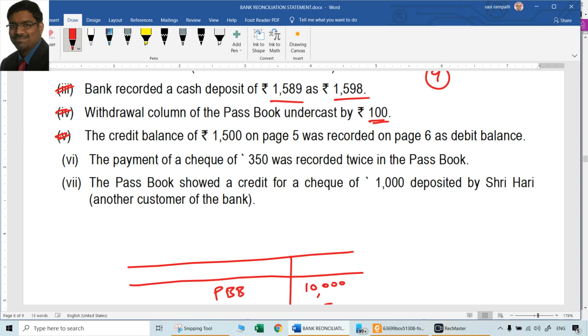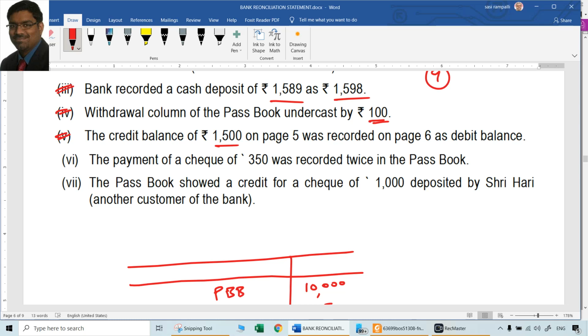That was fourth point. Fifth point. Credit balance of 1500 rupees on page 5 was recorded on page 6 as debit balance. So they again did a mistake. Bank did a mistake. All mistakes are by bank here so far.